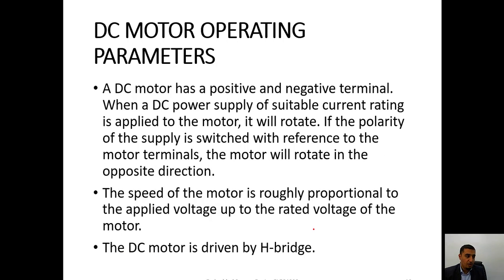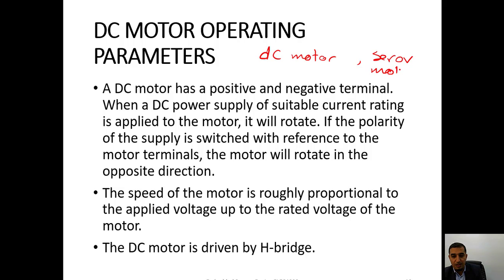Now, this is all good, this is all clear, hopefully, but how do we use this information to control the DC motors? The DC motor operation is a little bit different. Remember, we have two motors we are talking about over here. We have the DC motor and we have the servo motor.